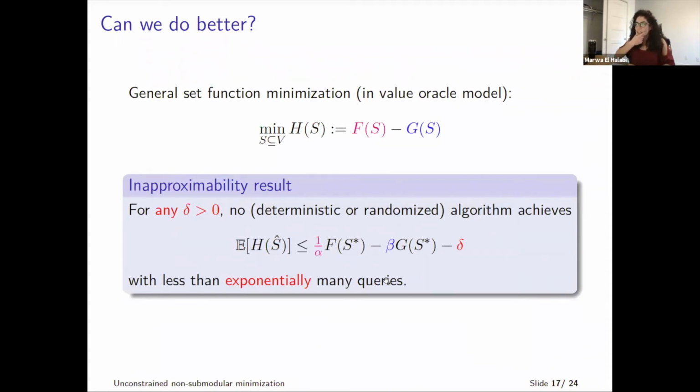So a natural question to ask here is: can we actually do better than this approximation guarantee? It turns out that we cannot, at least in this general setup where we only have access to the value oracle model, where we only have access to h via a black box oracle. In this case, we can show that for any choice of delta, no deterministic or randomized algorithm can obtain a solution whose expectation is better than the approximation guarantee that I showed you by any factor delta, unless it uses exponentially many queries.